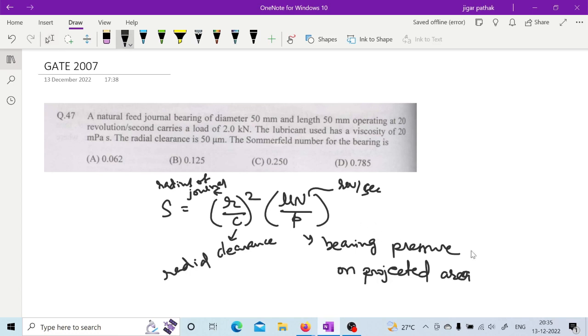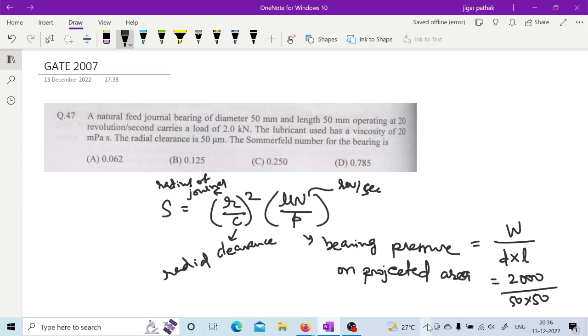This bearing pressure is, as we have calculated, W by DL, right? 2 pi RL we have written. So this bearing pressure is W by dl. W is given, 0.125? Correct. So this bearing pressure is W by d into L, where W is given as 2 kilonewton, right? 2000 divided by this diameter and length, both are 50. So P is 2000 divided by 50 into 50, right?